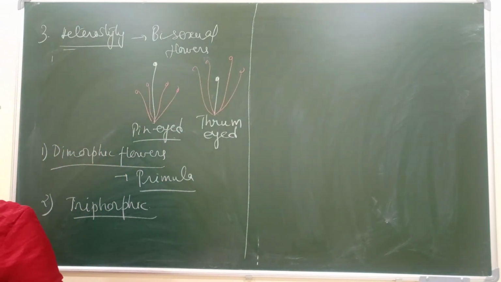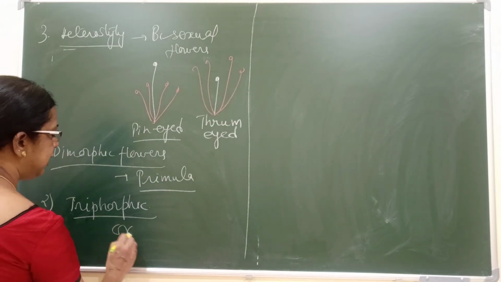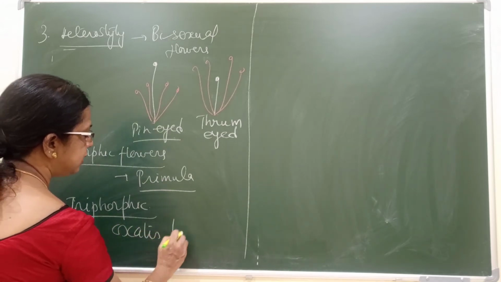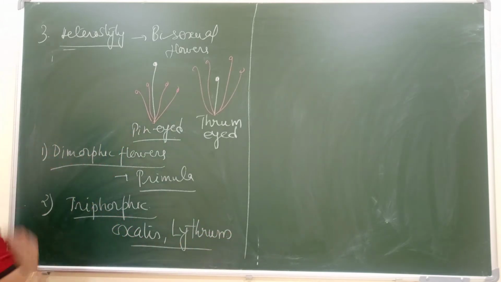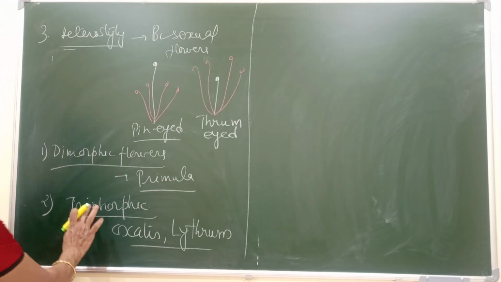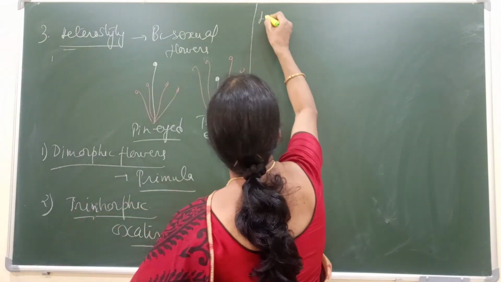The examples of trimorphic flowers are oxalis and lythrum. So this is called heterostyly. Now next let us go to the fourth type.